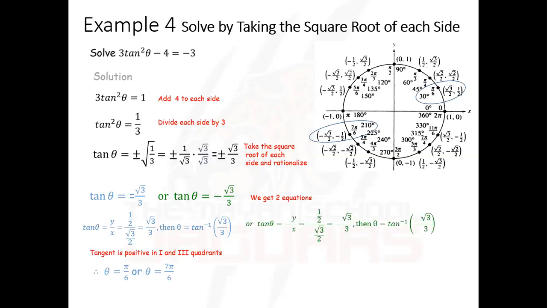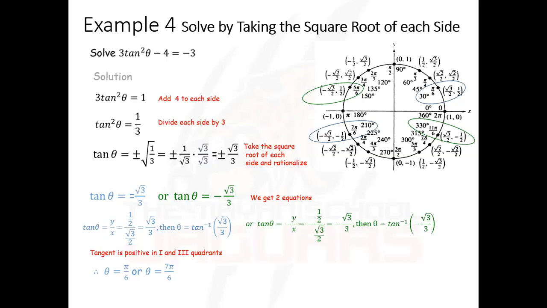Using a similar procedure, since my second equation is tangent of theta equals negative square root of 3 over 3, I can define tangent of theta equals negative y over x, because the tangent in this case is negative. I can look for all the pairs with coordinates similar to the ones I used, but taking care that one of them is negative. One that arises here is the pair negative square root of 3 over 2, comma, 1/2. And the other one that arises is the pair square root of 3 over 2, comma, negative 1/2.